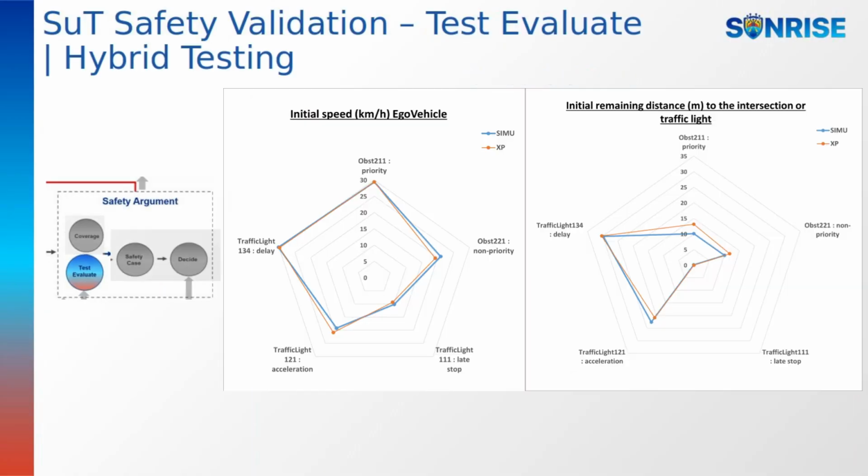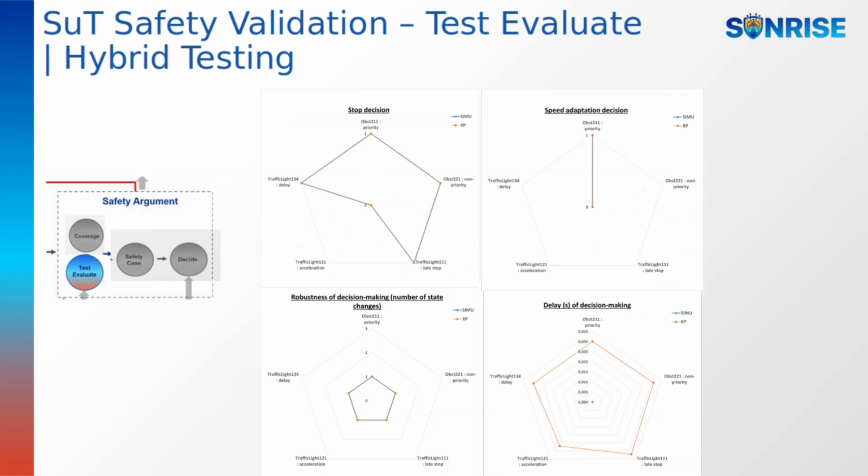Test evaluation validation. Logged execution data was analyzed to extract KPIs, comparing simulation and hybrid tests. Ego vehicle speeds at trigger points closely matched, with deviations under 2 km per hour, confirming consistent initial conditions. Minor differences were due to real-world factors like track length. Trigger distances were also consistent across scenarios, except in scenario 211, where early triggering in the virtual simulator caused a 3-meter deviation.